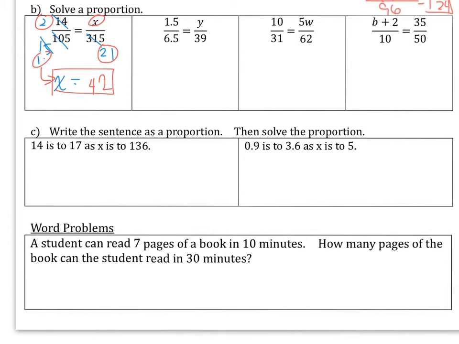Okay, and the next one, I can simplify 1.5 and 6.5. So this would be 0.3. And this would be 1.3. And then I can simplify 1.3 with 39. And this would be 30. And then I can cross multiply. Y equals 9.